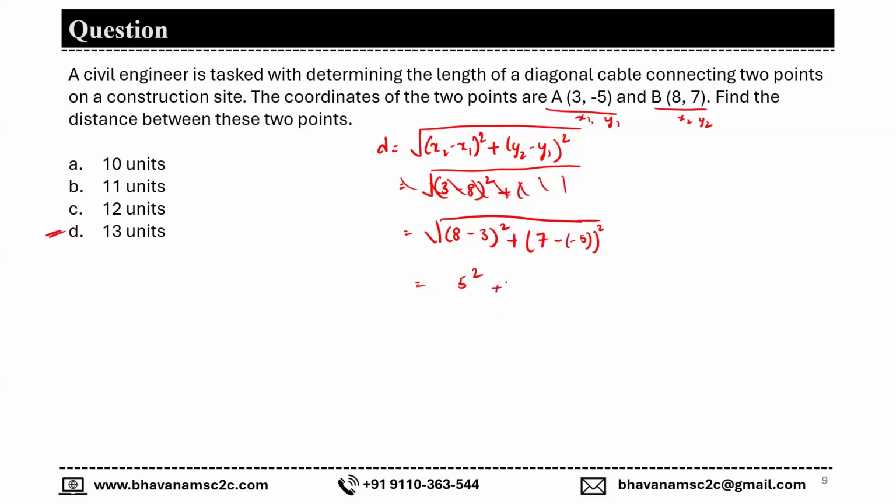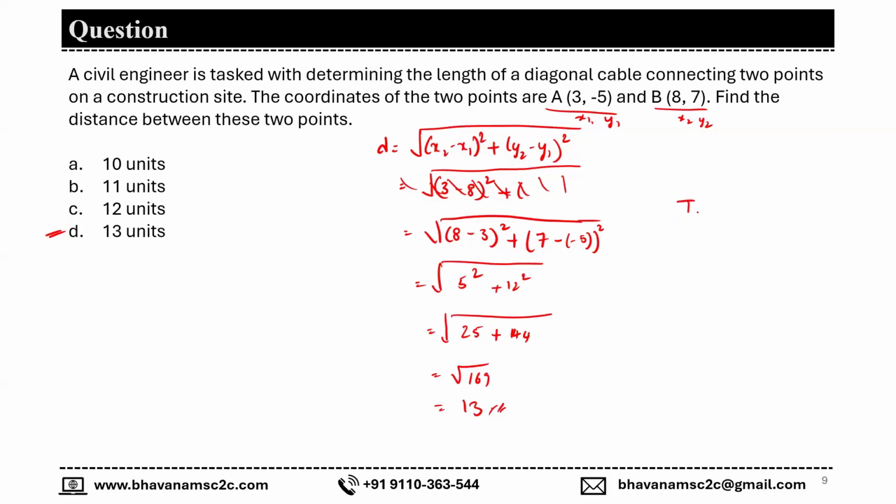So it's 5 square plus 12 square. So it's going to be the sum of 25 plus 144 under root, which is under root of 169, equal to 13. Yeah, that's right. So I would like to let you know one other thing here.